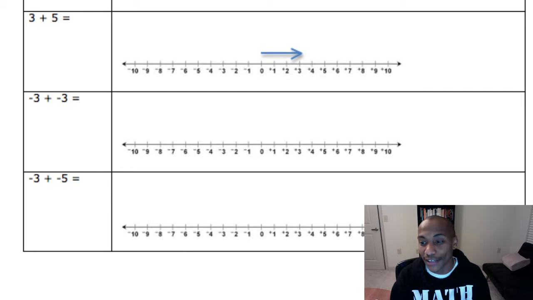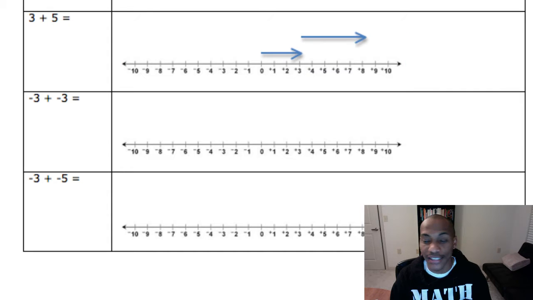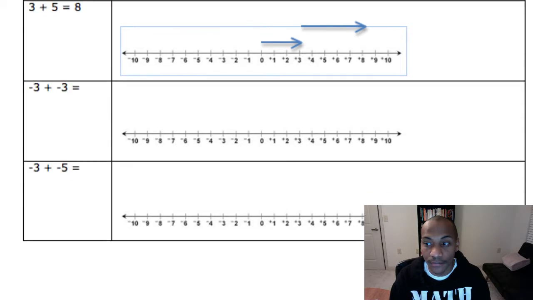Now I'm adding 5 more to that positive 3. So I'm going to start at positive 3, and I'm thinking, am I moving to the right or to the left? Well, I'm adding positive 5, so that means I'm going to move positive 5 spaces, 1, 2, 3, 4, 5 spaces to the right. And that's going to leave me here at 8. So I know that 3 plus 5 is going to give me 8.